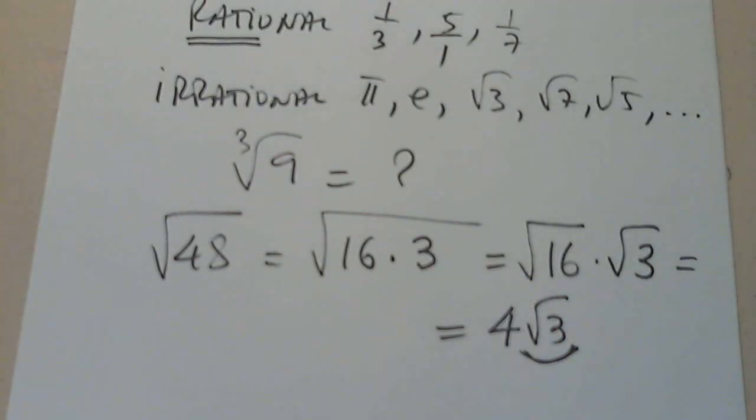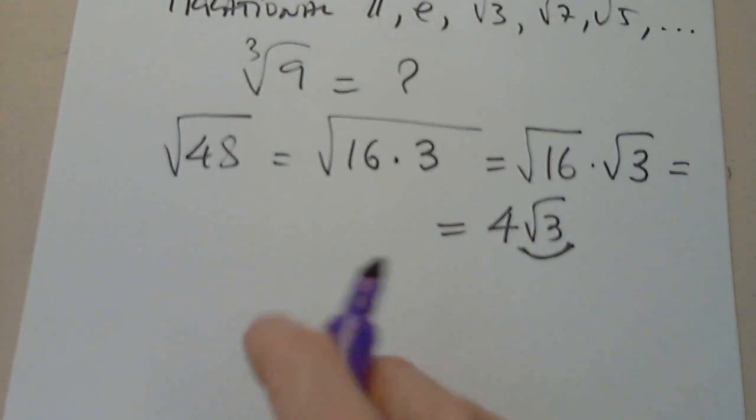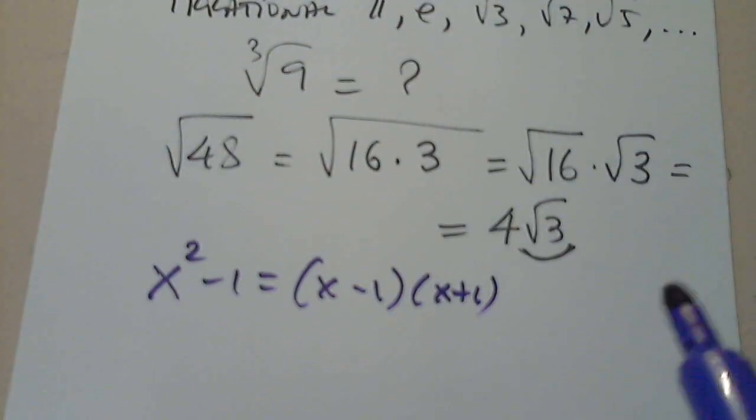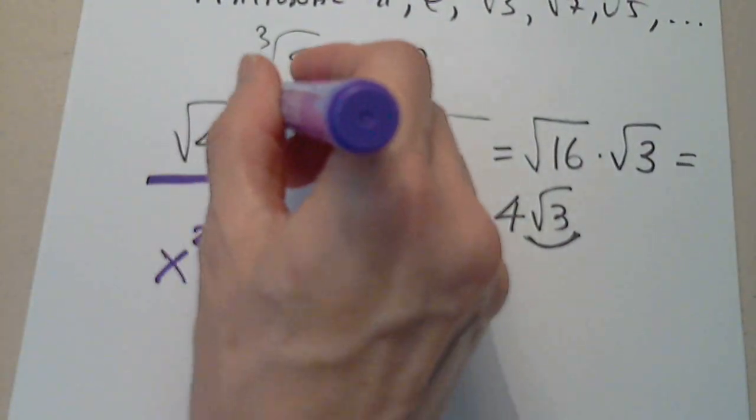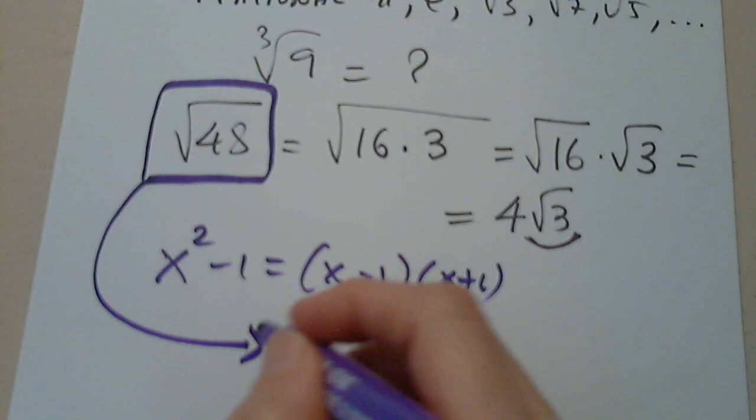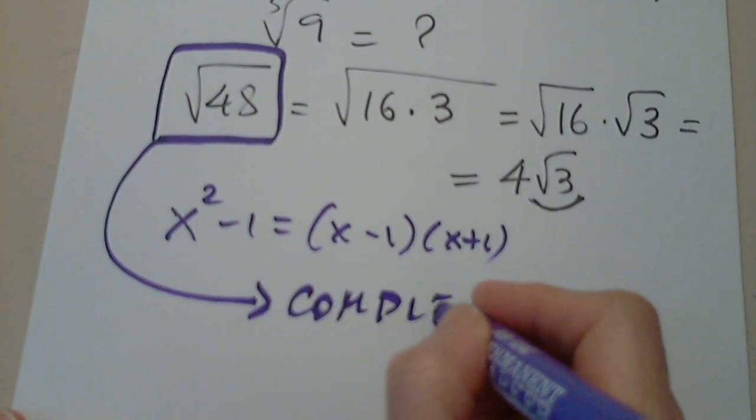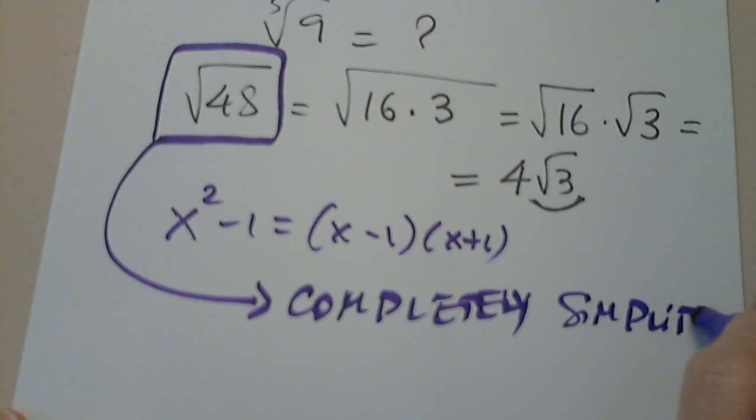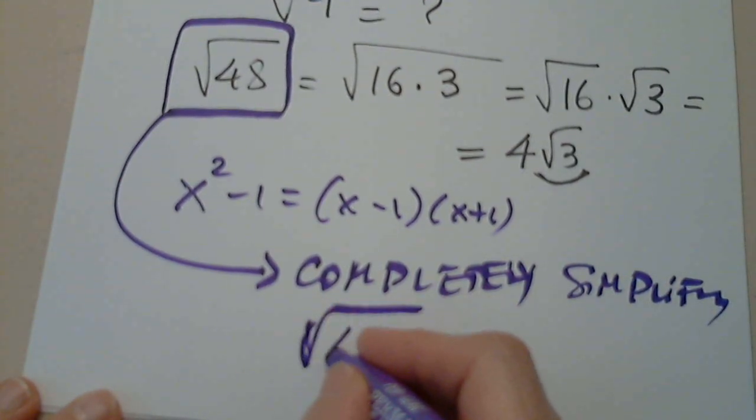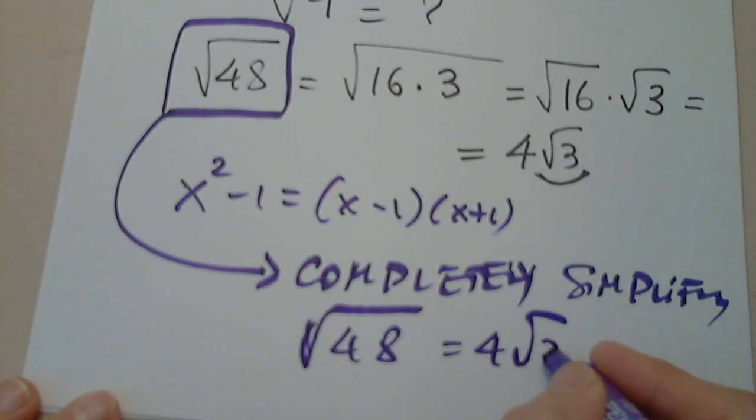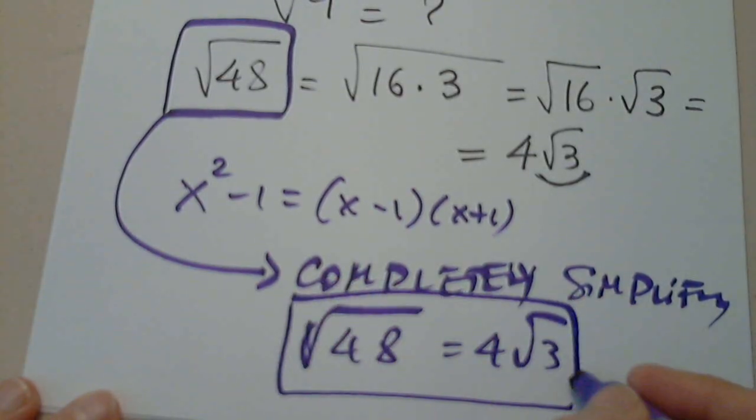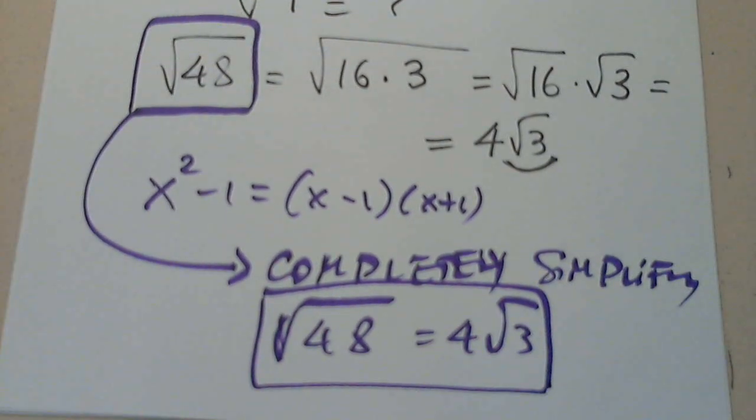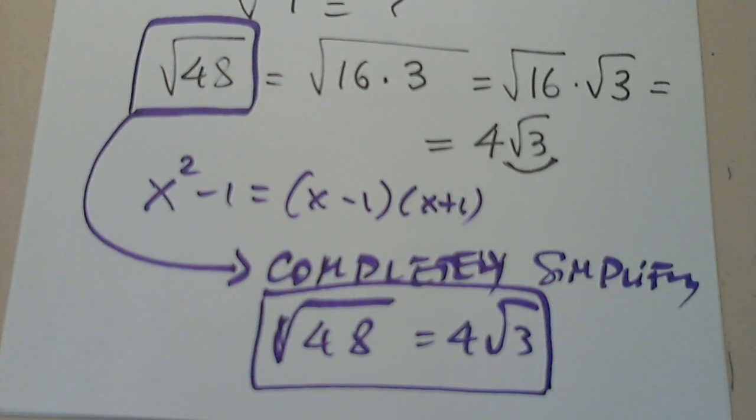So if you remember when we were given, I don't know, x squared minus 1 to completely factor, the same thing here. When we are given something like this, we will be asked to completely simplify. And we will have to write the square root of 48 equals 4 the square root of 3. Meaning, I can no longer simplify it.